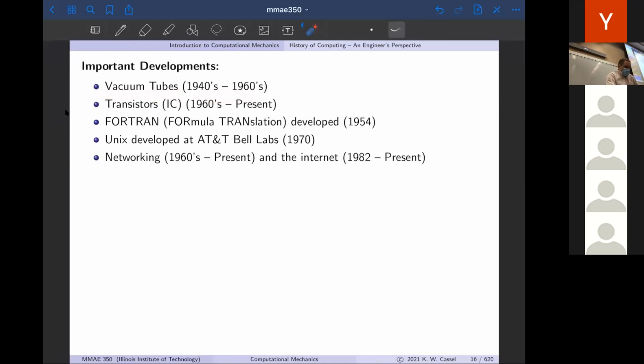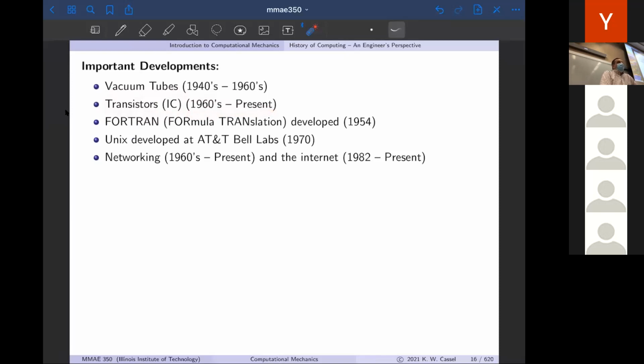The reason I bring that up is that the big hardware innovation was the transistor, in the form of integrated circuits. That came along in the 1960s. Does anybody know where transistors were first developed? What company developed them?